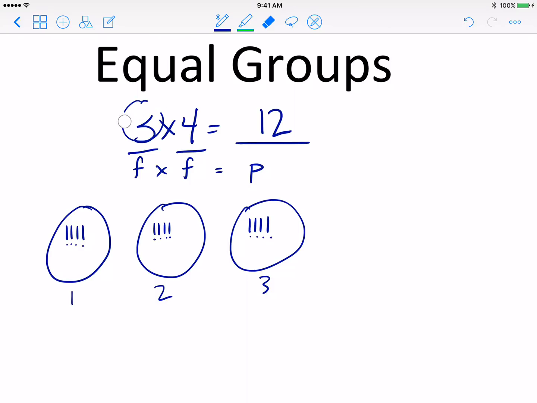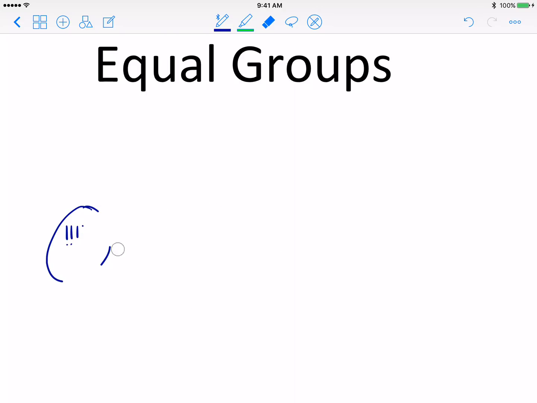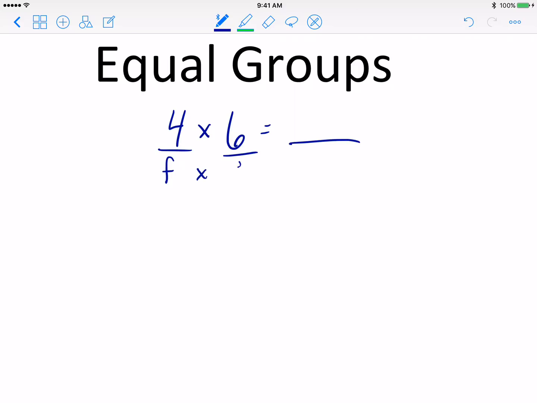Let's look at another one, which will show why I like to use the tallies. This time, we're going to do 4 times 6. Okay, same thing. 4 and 6 are our factors.